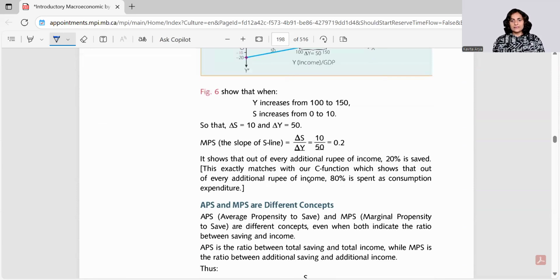So here, as it is showcased, from 100 to 150, S changes from 0 to 10. So delta S is 10 and delta Y is 50, and hence the value is 0.2. What does it mean? It means out of 10 rupees earned, 2 rupees would be saved. Out of 100 rupees earned, 20 would be saved. 1000 rupees earned, 200 would be saved. So it's a relative value. It's in a percentage form. Whatever is the base value, that percentage would be calculated.